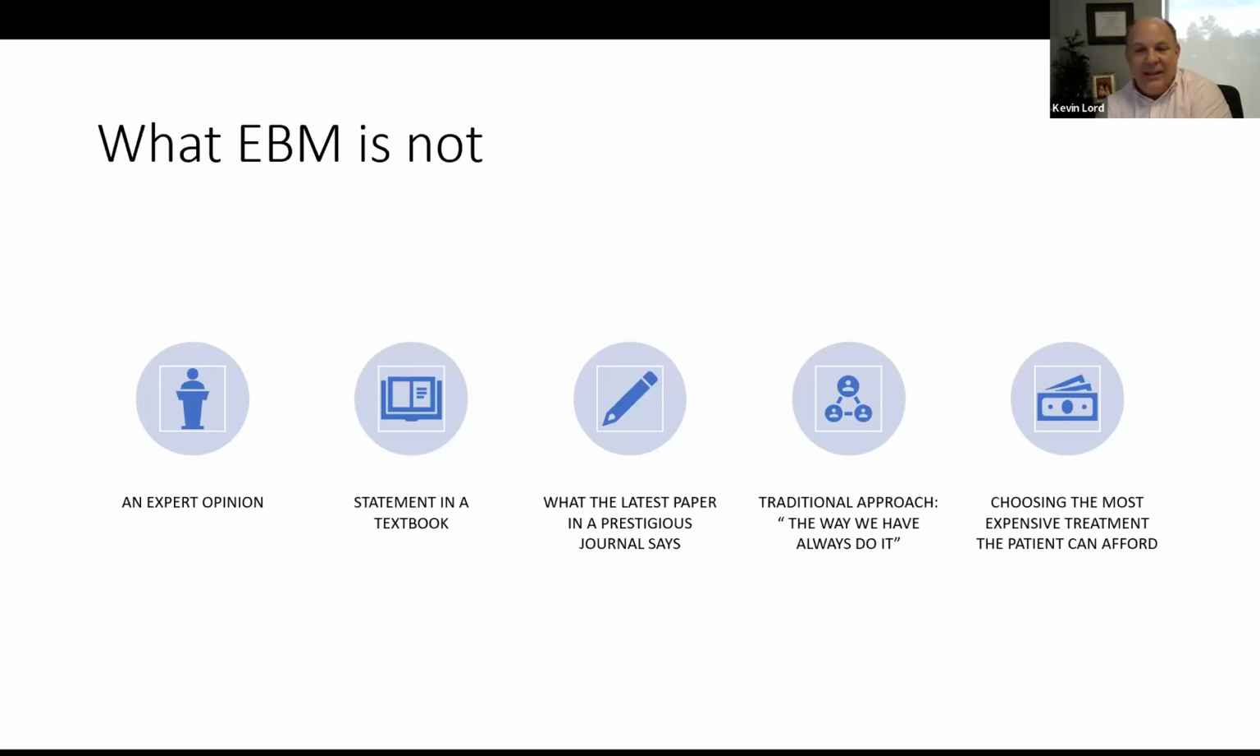And then talking to the traditional approach, the way we've always done it. So again, kind of the expert opinion. I've been doing this for 10 years, and this is the way I've always done it. Whether it's the antibiotic that might be prescribed, or I'll just use the drug in particular that I may have been interested in.